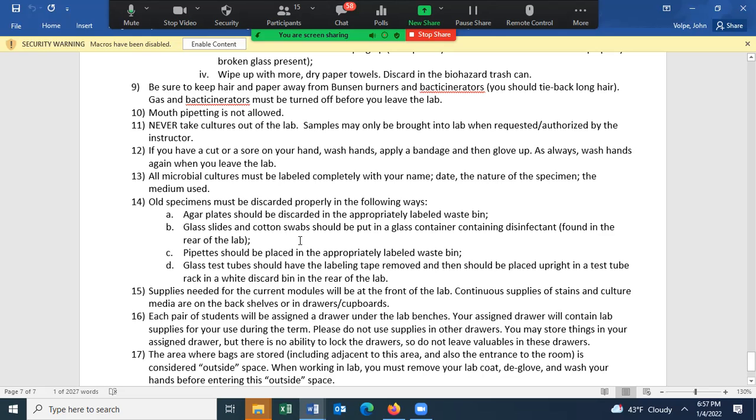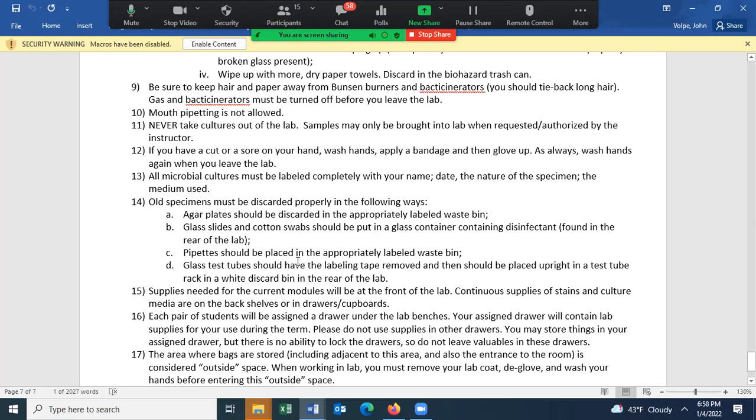All right, I think I've talked about this. Agar plates are put in the biohazard waste bin, the biohazard bag. Glass slides and cotton swabs are put in a glass container containing disinfectant. We had one for slides, and one for the cover slips. Cotton swabs, we've got many of them. There's one by the front counter where you're putting the slides and the cover slips, and then there's one on each lab bench.